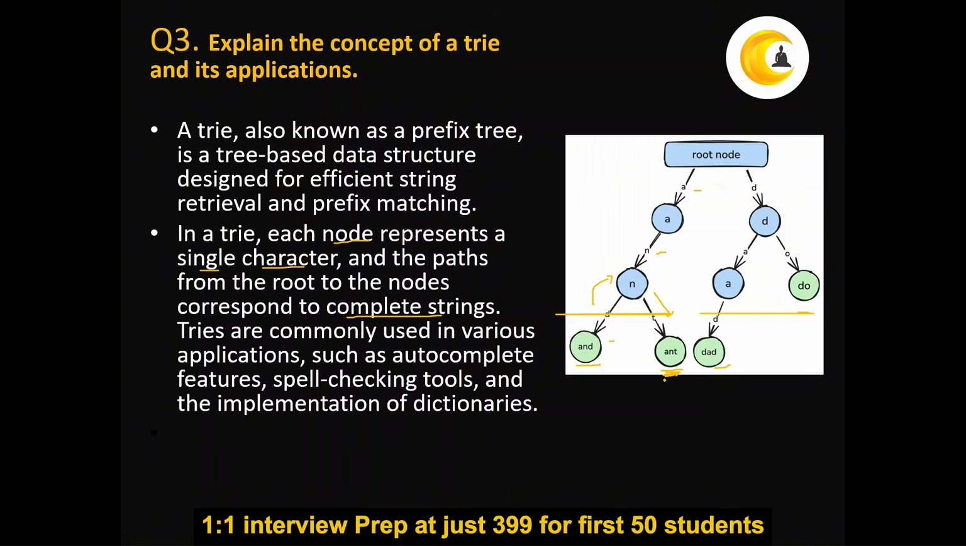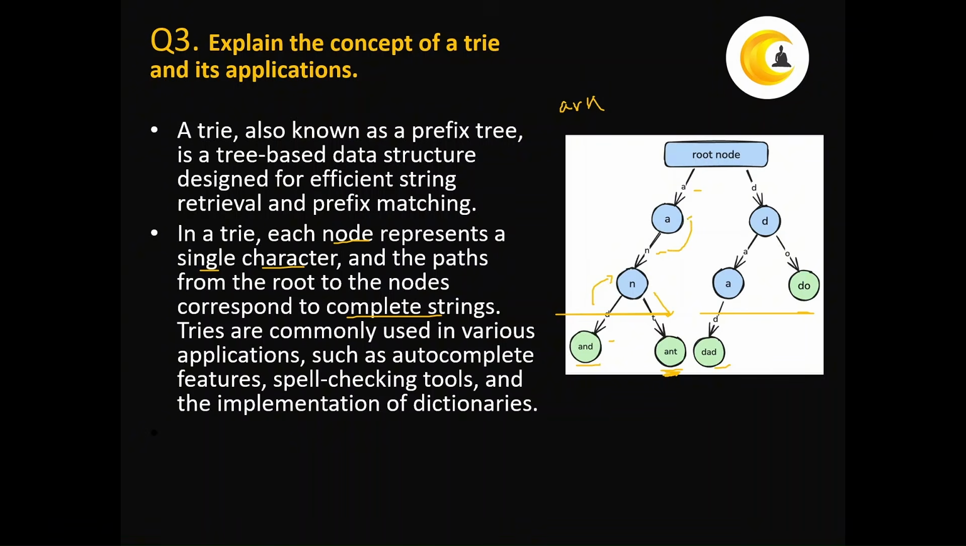Okay, now suppose I had to look for A R K. It will see A, it will come down N. So it is going to go back from here itself and it will see that, oh, this is the root node. There is no R path at the side. It will return false.